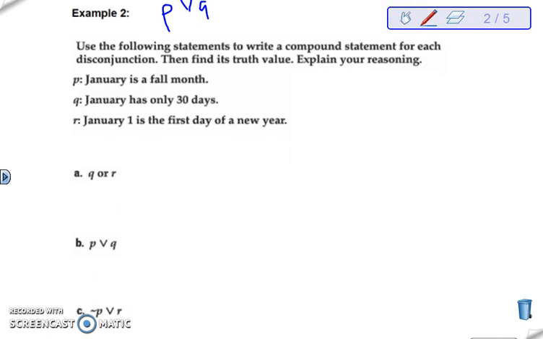So, I'm just going to do this first one. We need Q or R.